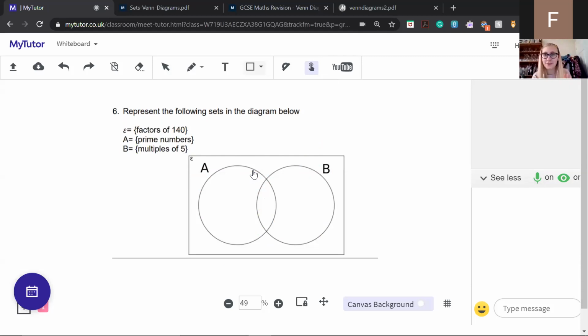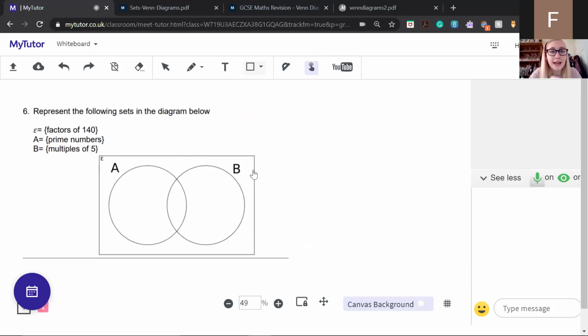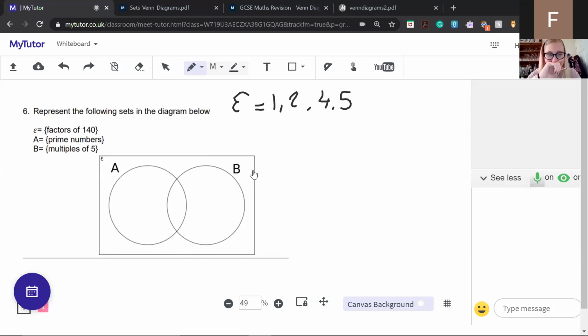So the best way to do these is to list everything in your domain, so everything in epsilon. So let's do that. Let's list all of the factors of 140. So epsilon is going to be, right, 1, 2, 4. This is where I'll miss one now. 5, does 6 go into it? No, 7 does.